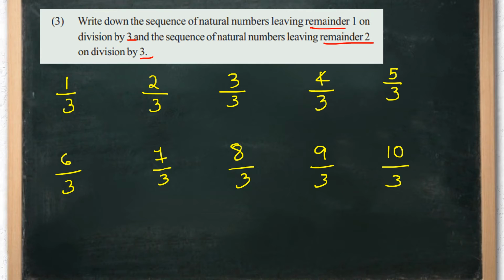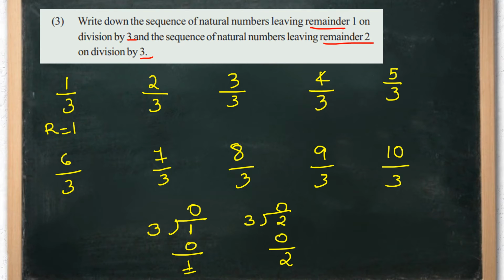Now, if we divide 1 by 3, 3 zeros are 0, 1. If we divide 2 by 3, 3 zeros are 0, 2. So, the remainder in first case is 1 and the remainder in second case is 2. And 3 by 3 is nothing but 1. It has the remainder as 0. 3 by 3, 1s are 3, 0. So, the remainder is 0.